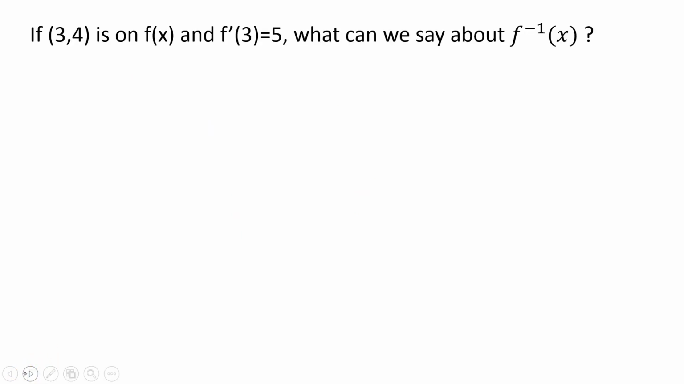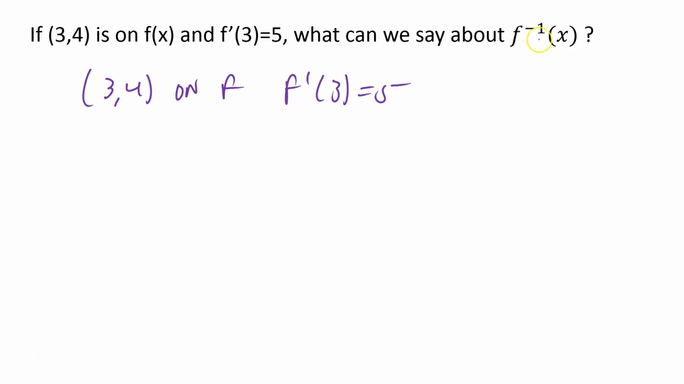All right, let's see what we can say about this. So if the point (3, 4) is on f of x and f prime of 3 is 5, the question is what can we say about the inverse? So I would suggest writing this out every time. (3, 4) is on f and f prime of 3 is 5. Then what does that mean about f inverse?